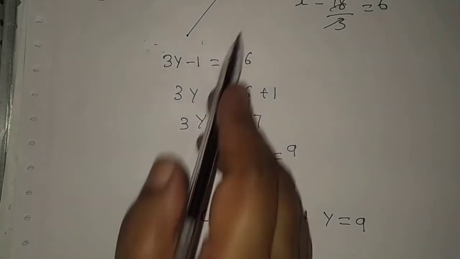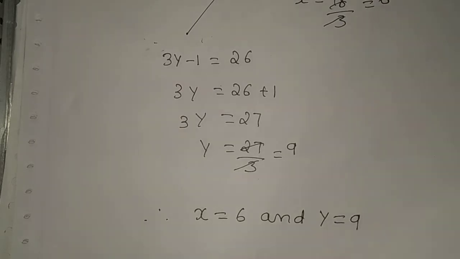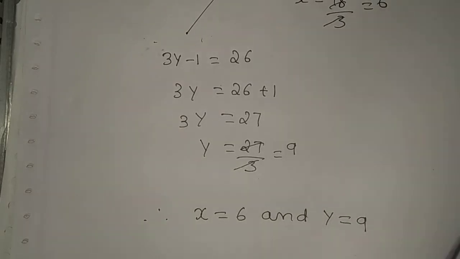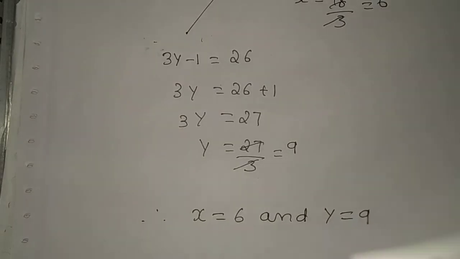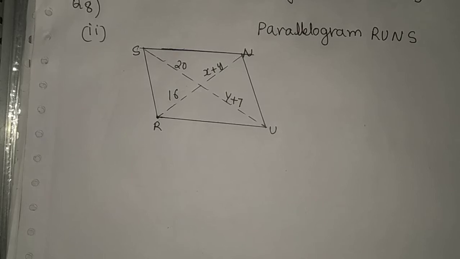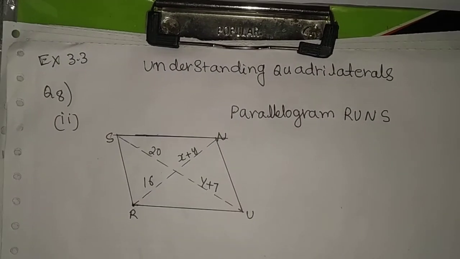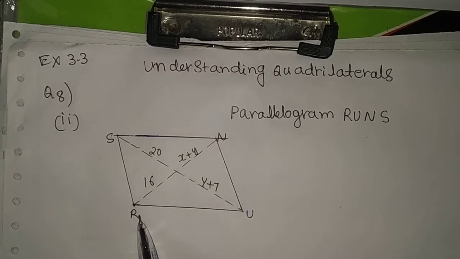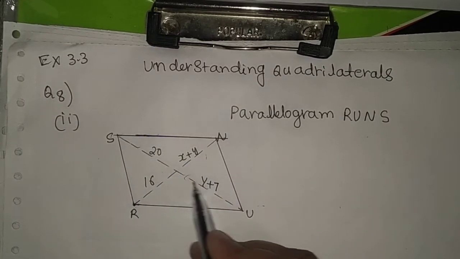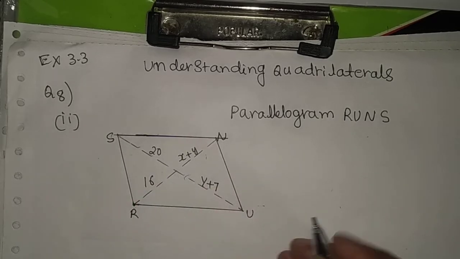This is the solution. Take the opposite sides and just simplify, we'll get the value of x and y. So this is the 8th question, first one. We move on to the 8th second one. Here also one more parallelogram is given, that is RUNS. So here all the values are given. Here in this figure there are two diagonals.